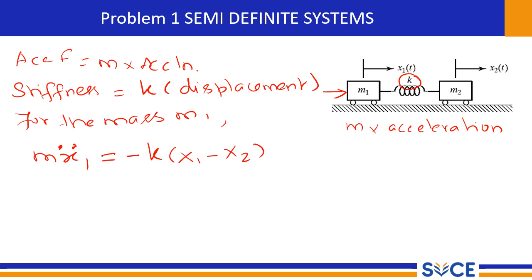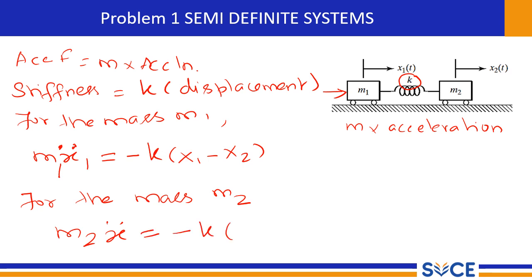In a similar fashion, for the mass M2, we can write the accelerating force as M2 x2 double dot, which is equal and opposite to K times the displacement. Once again, the same spring is acting between the masses M2 and M1. So the actual difference of these two displacements we have to consider as the displacement of the mass M2.